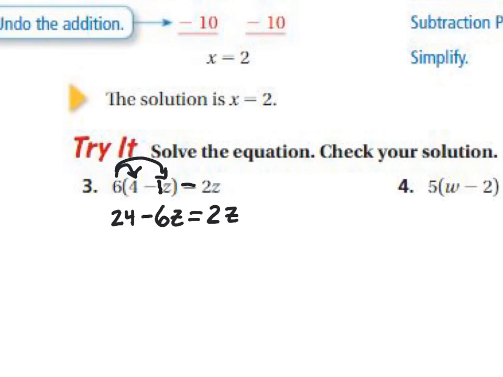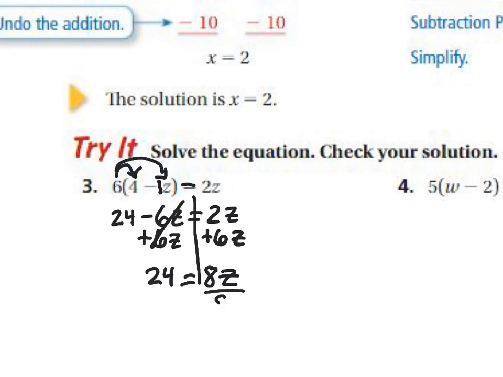And now you're back to the problems like the prior page. So you could put your line down the middle, add 6z to both sides, and you'll have 24 equals 8z. And you can now divide both sides by 8 and have 3 equals z.